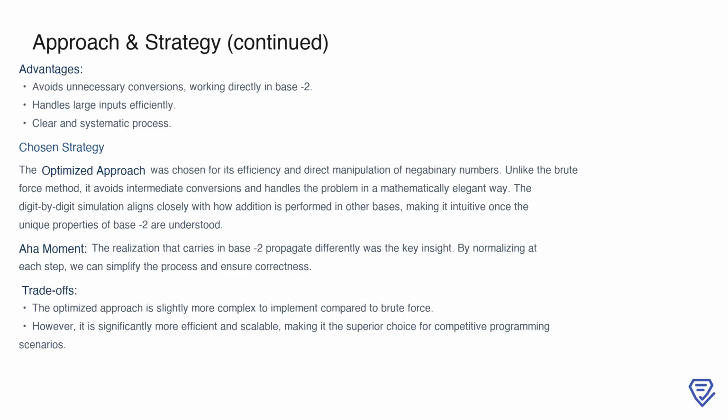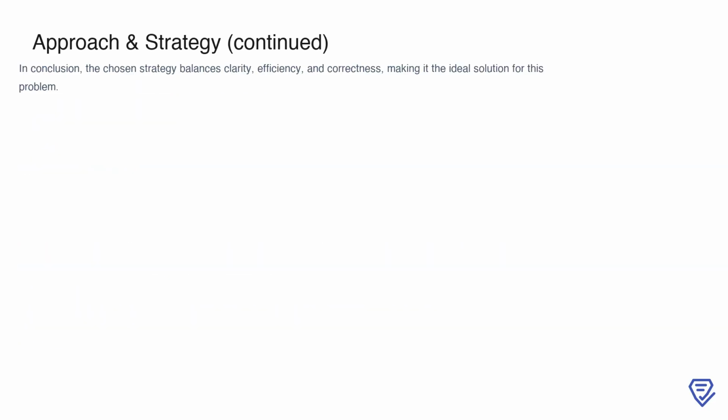While this approach is slightly more complex to implement compared to brute force, its advantages in efficiency and scalability make it the superior choice, especially in competitive programming scenarios where performance is critical. In summary, the chosen strategy strikes an ideal balance between clarity, efficiency, and correctness. By directly manipulating the Negabinary numbers without relying on conversions, it provides a solution that is not only computationally efficient but also elegant in its design. This makes it the perfect approach for solving the problem of adding 2 Negabinary numbers.